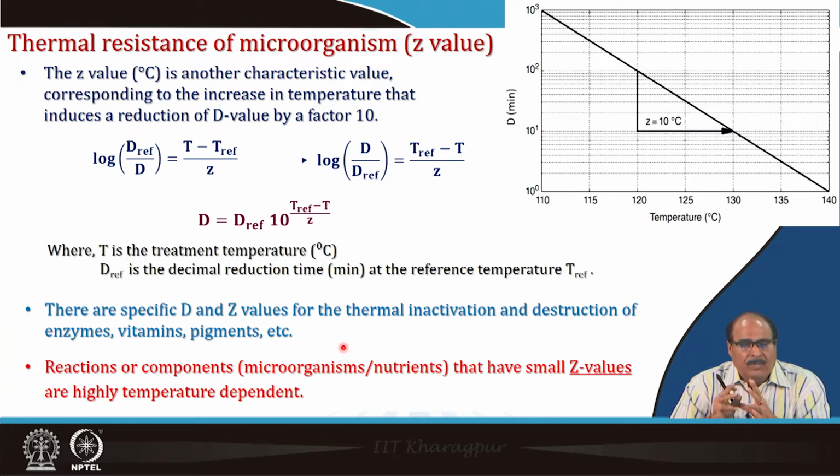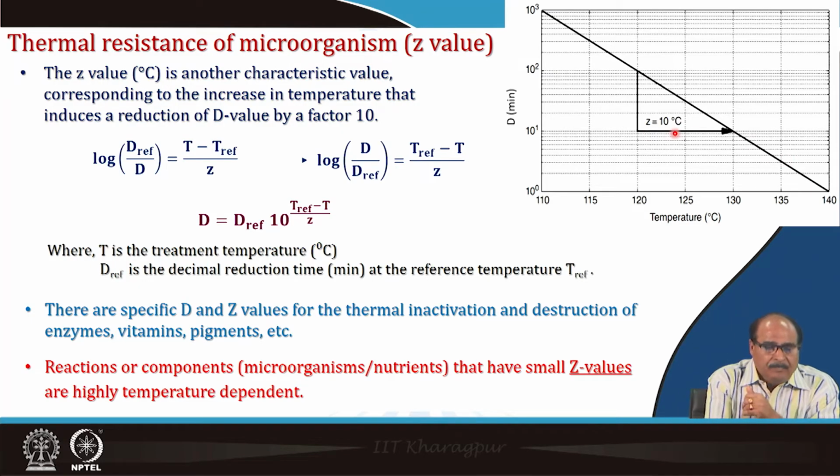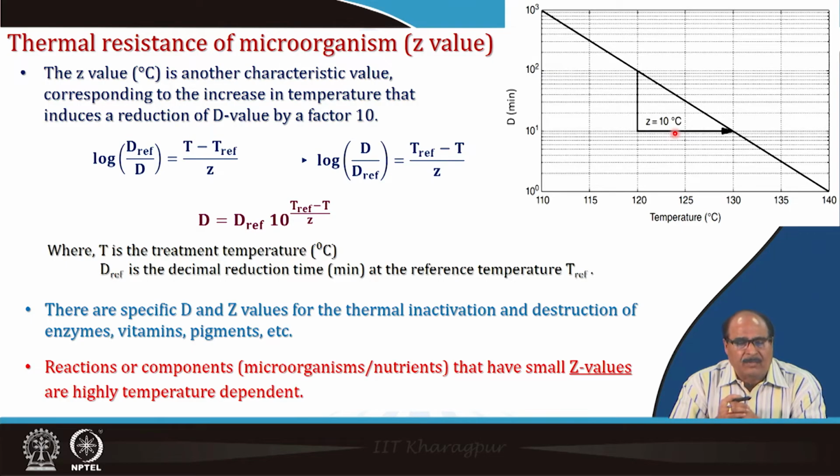Then the z value, which indicates thermal resistance of a microorganism. If you heat the commodity at various temperatures, the D value at a particular temperature shows how the population decreases with time. So you get the D value at different temperatures and plot the D value versus temperature. This gives you the death rate curve, and the slope gives the z value. The z value is the increase in temperature that causes a reduction in the D value by a factor of 10.